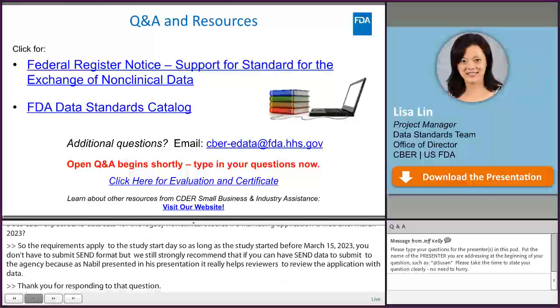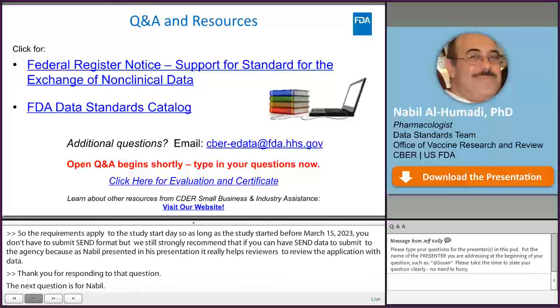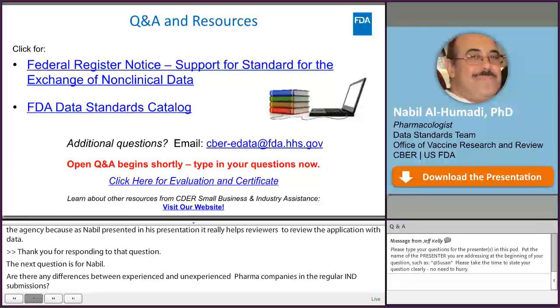Are there any differences between experienced and inexperienced pharma companies in the regular IND submission? Of course. Yeah, we have seen huge differences between experienced and non-experienced pharma. We try to help as much as possible in the pre-IND meetings, which unfortunately some non-experienced pharma don't contact us for this valuable meeting. But yes, there is a huge difference, and data coming through SEND will eliminate this difference. Thank you.